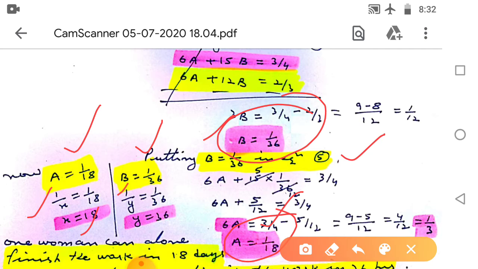So b is 1 by y. So 1 by y is equal to 1 by 36. So y is equal to 36. Clear?